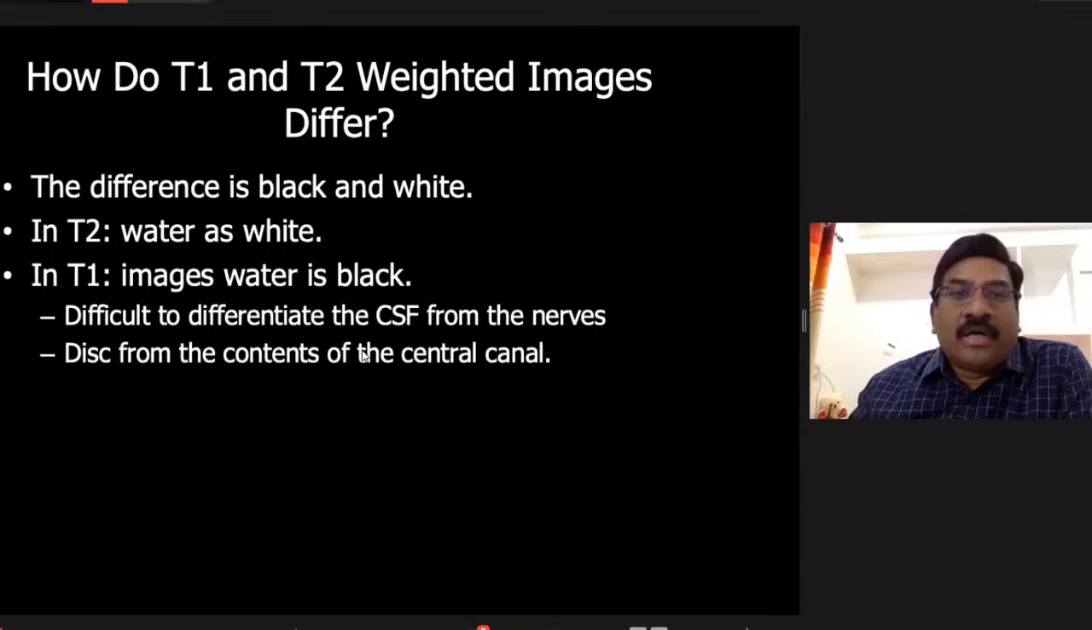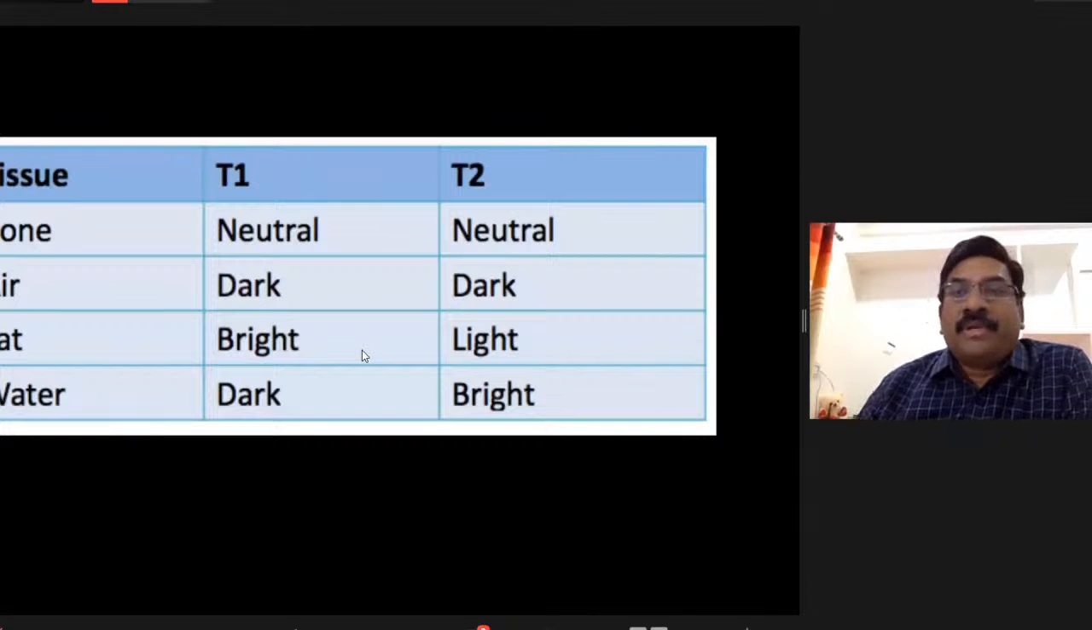Water is white in T2. So one thing you need to remember: W and W, 2 times W, so T2. Water is white on T2 and water is black on T1. It is difficult to differentiate CSF from the discs, and that we need to identify in the T1, because both are water, and it is difficult to identify the contents of the central canal. So this is a simple table by which you can differentiate.